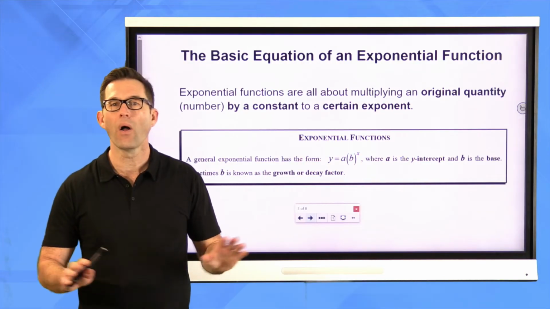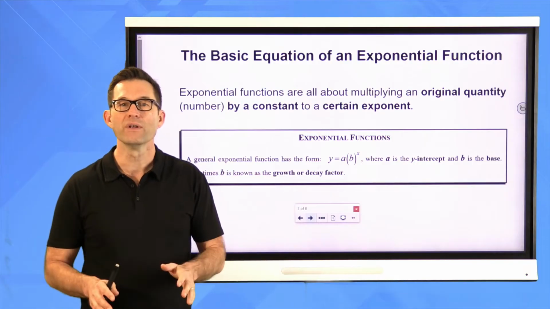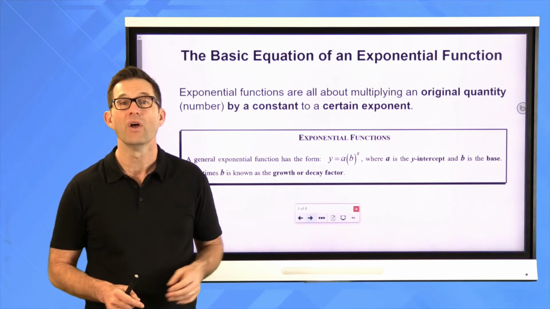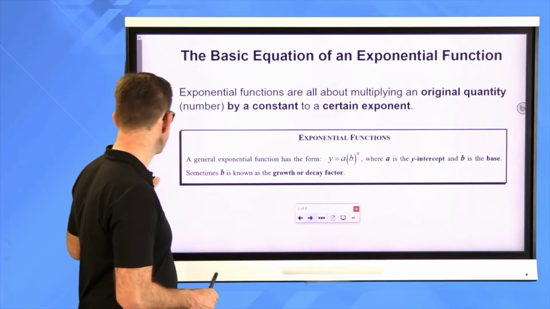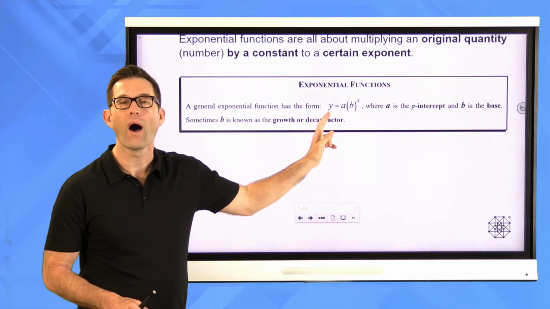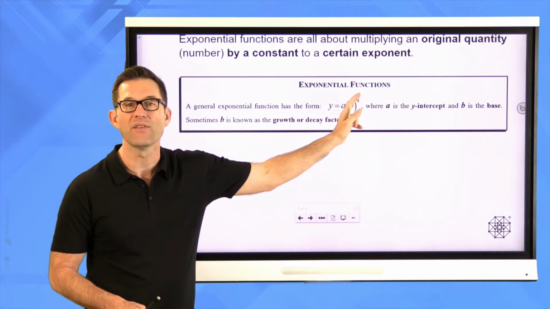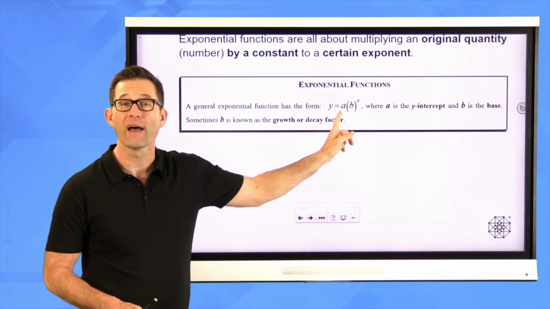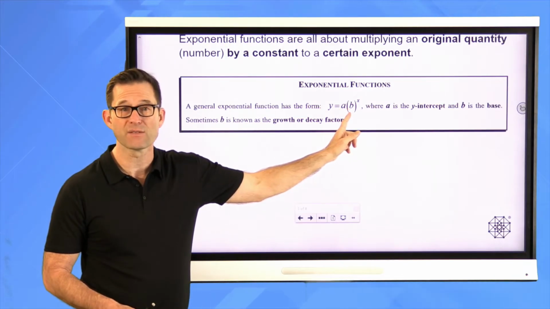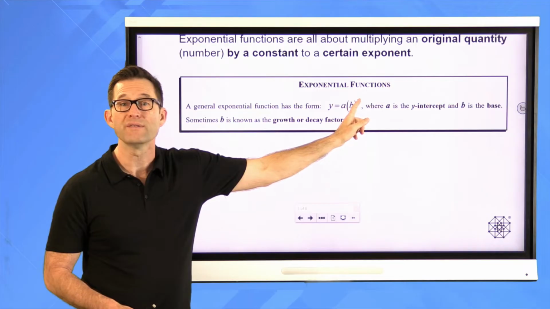Exponential functions are all about multiplying an original quantity, a number, by a constant, another number, to a certain exponent. So let's take a look at that general form of an exponential function. y equals a times b to the x. We're taking some number. In the last problem, that number was 8. We were multiplying it by a base. In the last problem, that number was 2, raised to a power.